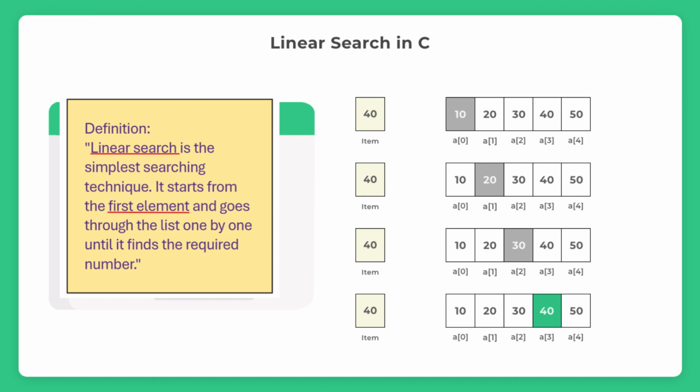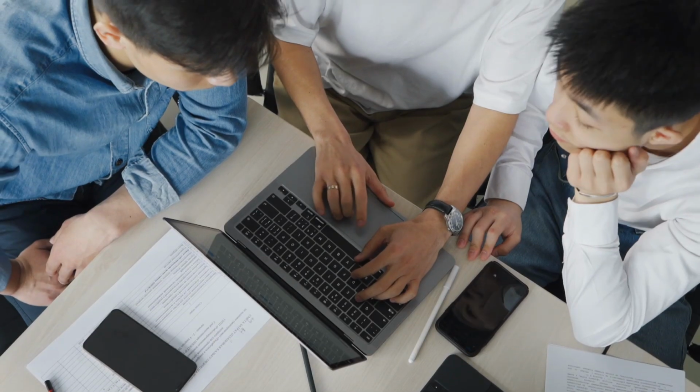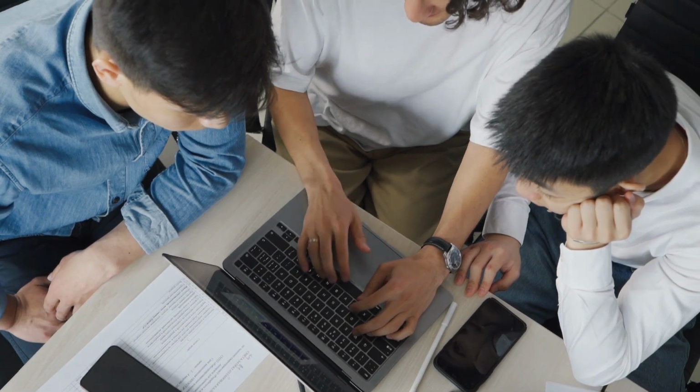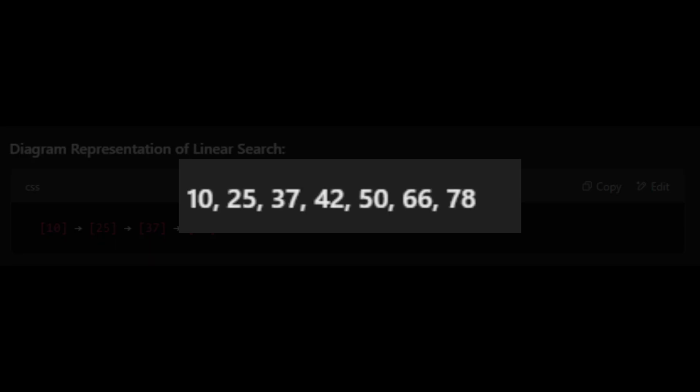Linear search. Linear search is the simplest searching technique. It starts from the first element and goes through the list one by one until it finds the required number. How linear search works. Suppose we have the list 10, 25, 37, 42, 50, 66, 78. Now, we want to find 42 using linear search.